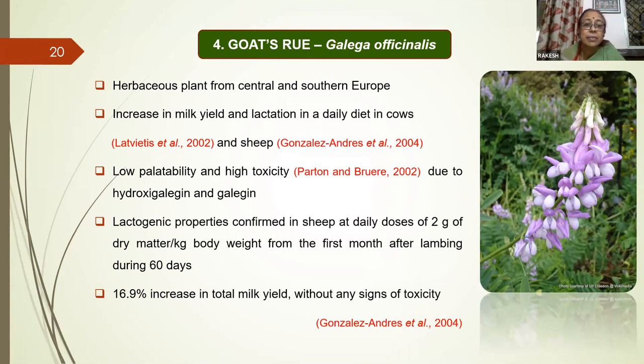Lactogenic properties were confirmed in sheep at a daily dose of 2 grams of dry matter per kg body weight, given from the first month after lambing for 60 days. Only 2 grams. The dose should be very low. It increases the total milk yield without any signs of toxicity.